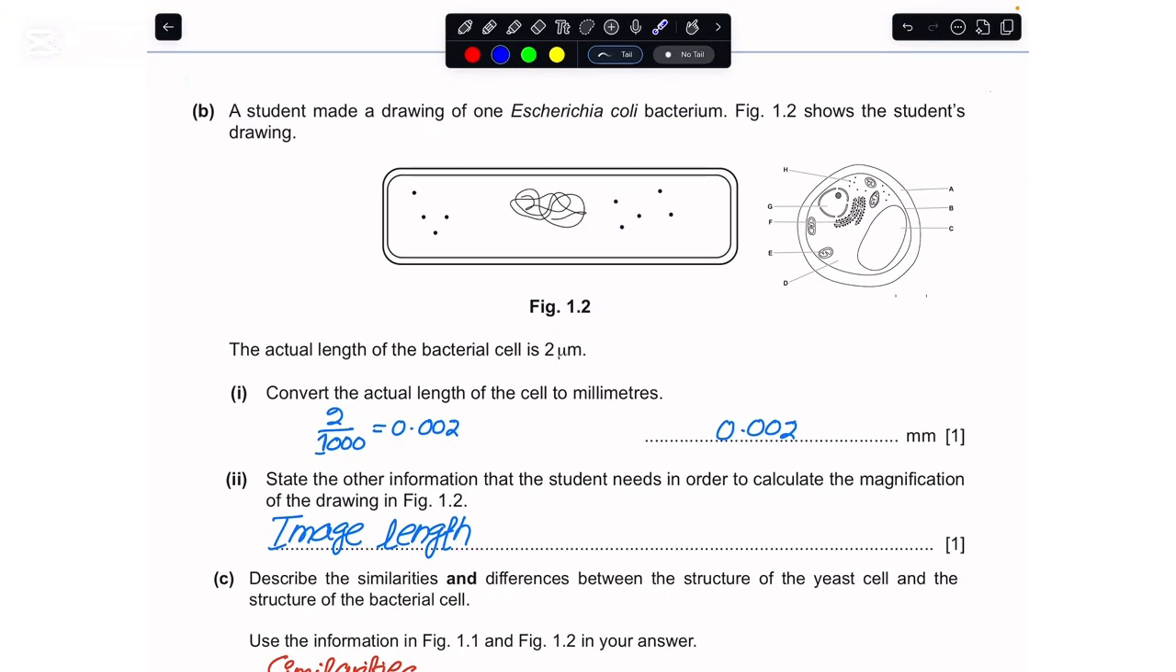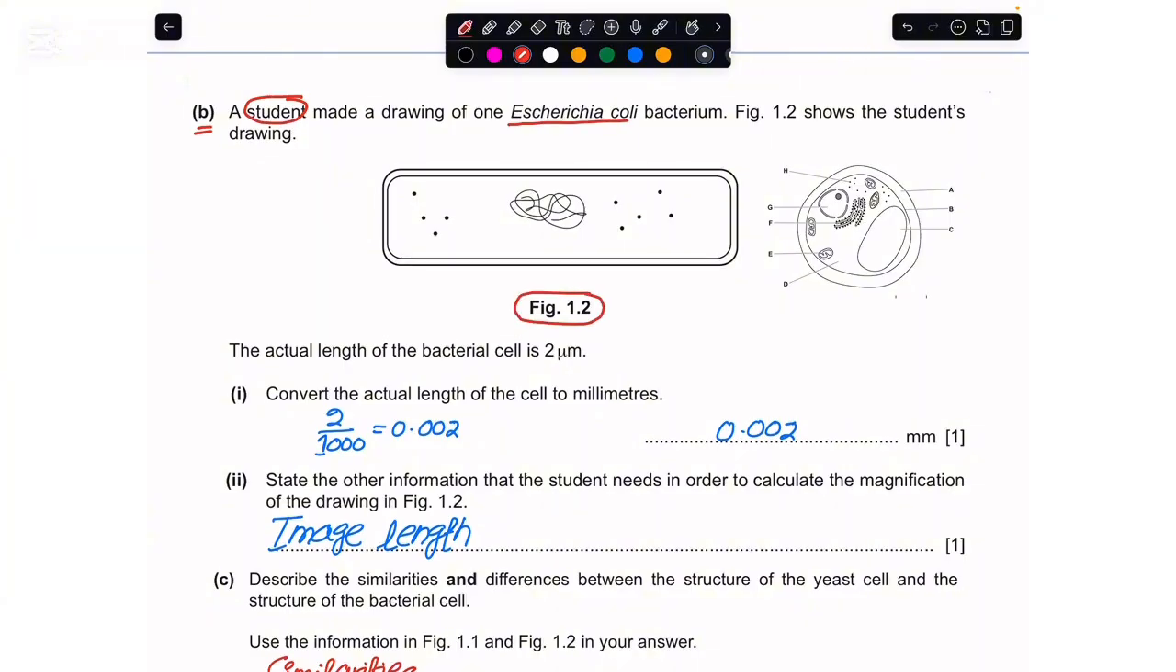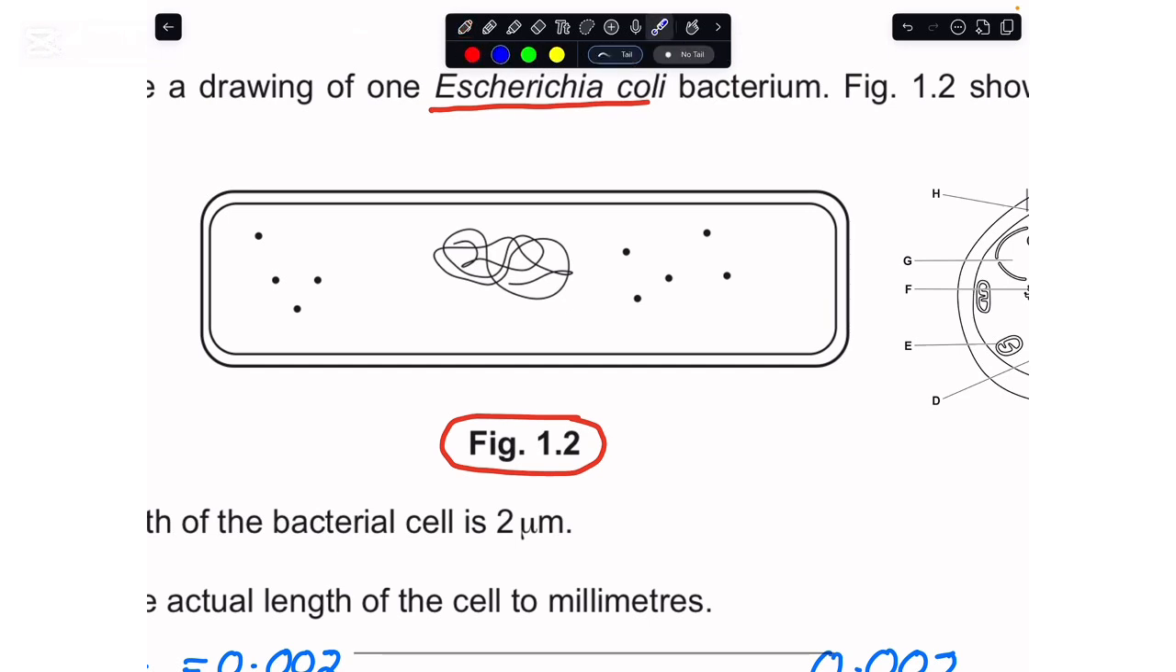Let us come to B part that we have here. We have a student who made a drawing of an E. coli bacterium, and the drawing of the student is presented in 1.2. If I simply look at this diagram of the bacteria, I see a cell wall, the cell membrane. Here we have the circular DNA. Then we have the presence of these ribosomes. And here lies the cytoplasm.